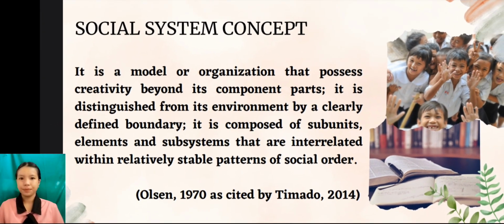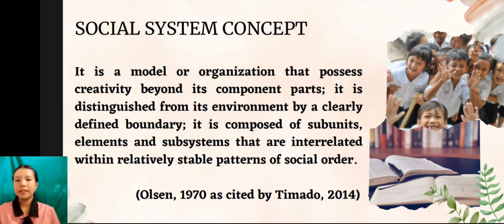Social systems model. So what is social system model? Social system concept, according to Olsen 1970, as cited by Timado 2014, is a model or organization that possesses creativity beyond its component parts. It is distinguished from its environment by a clearly defined boundary. It is composed of subunits, elements, and subsystems that are interrelated within relatively stable patterns of social order. Social system is made up of different parts. Basically, it has the five major institutions: the family, education, religion, economic institutions, and the government.